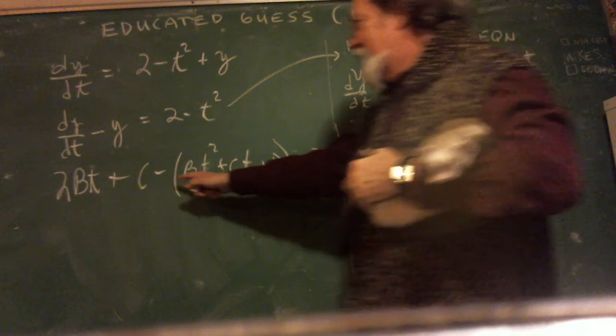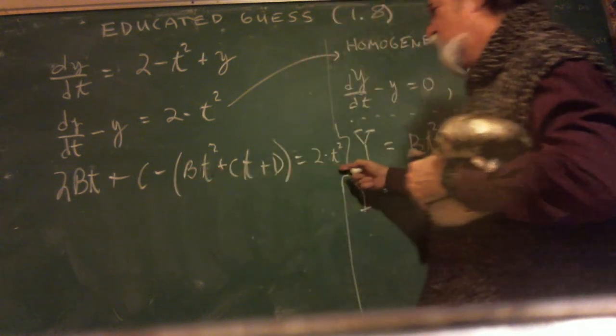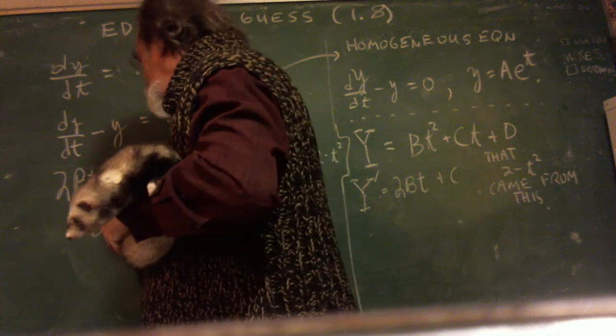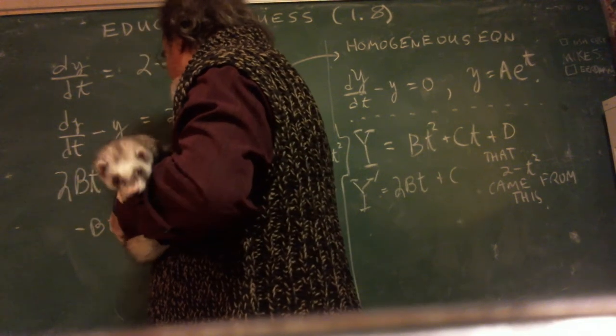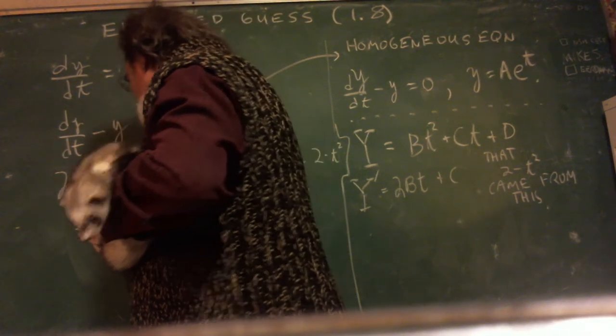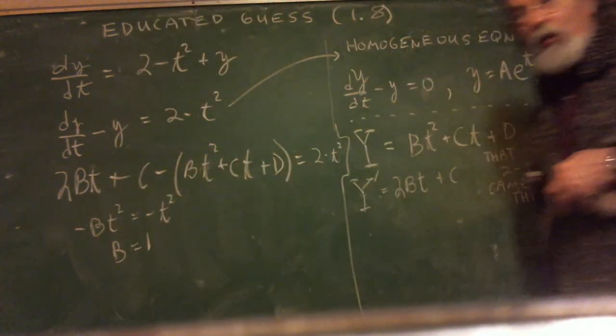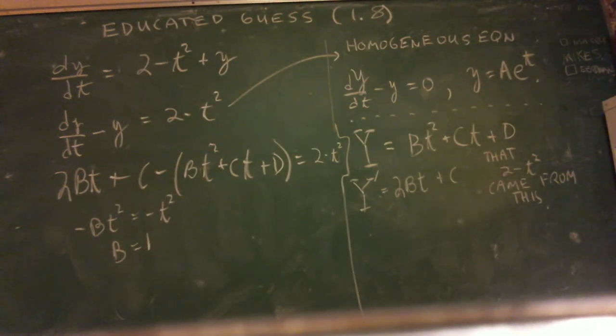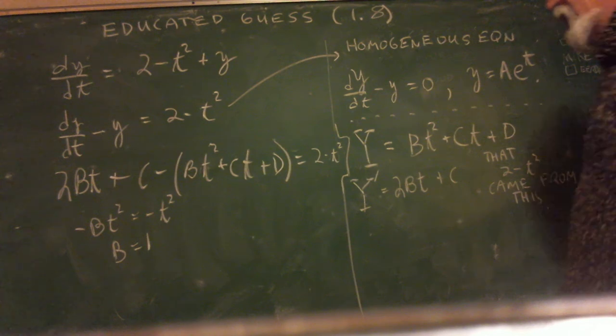All right, now let's check it out. I've got negative bt squared, and that's the only t squared I've got. So if negative bt squared is equal to negative t squared, then b has to equal 1. I already got b already. How great is that? That's great.